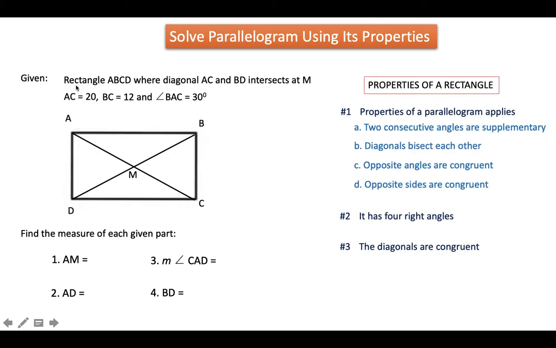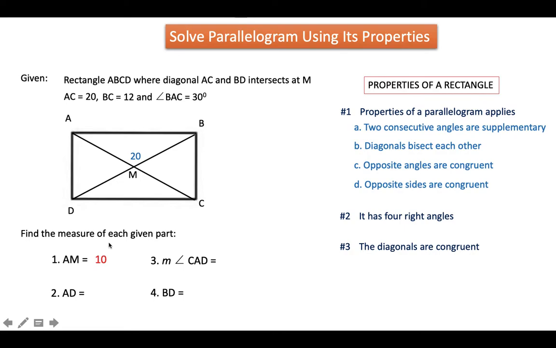Since we are dealing with a rectangle, we need to recall the properties of a rectangle. These are the properties of a rectangle, and the properties of a parallelogram also apply here since a rectangle is also a parallelogram. Let's start with number one, the measure of AM. We are referring to this segment here. Since in our given AC is equal to 20, therefore AM is 10, half of 20.